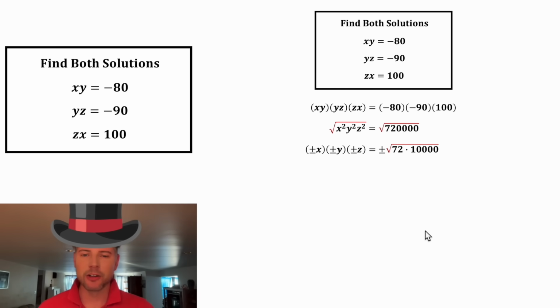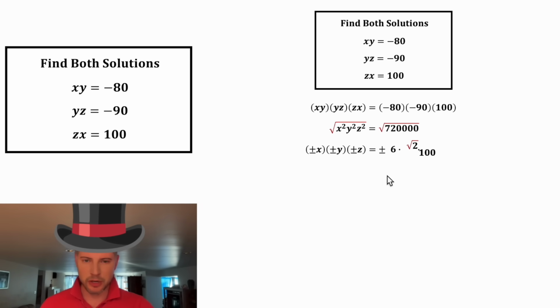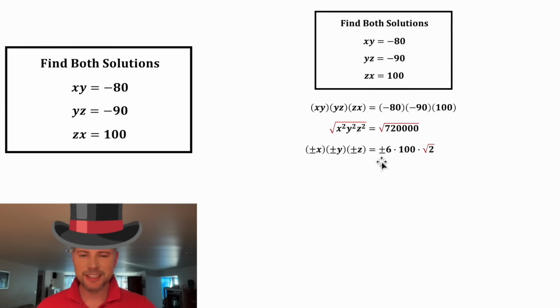And on the right-hand side, it'll also be plus or minus, and under the square root, we can split up 720,000 into 72 times 10,000. And each of these can get their own square root. The square root of 10,000 is equal to 100. And then for the square root of 72, let's split that up into 36 times 2. Each of these can get their own square roots, and the square root of 36 is equal to 6. So now we have plus or minus 6 times the square root of 2 times 100. Let's rearrange it to get all the like terms together. And 6 times 100 is equal to 600. Let's smush everything together, and now the right-hand side is simplified.